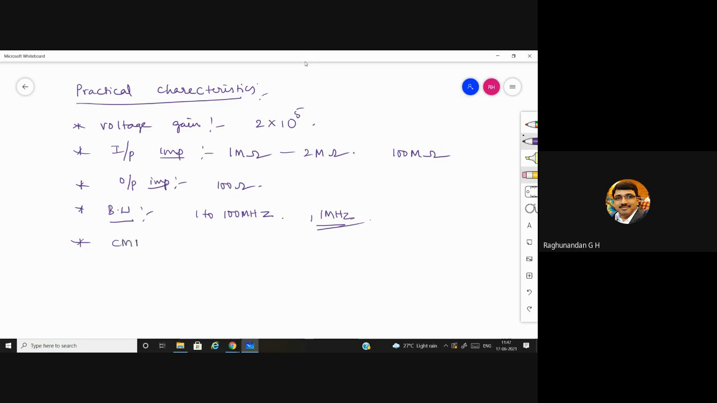Coming to the common mode rejection ratio, ideally it was infinite, but practically its value is 90 dB. Coming to the slew rate, it is the rate of change of output with respect to change in the input. Ideally it was infinite, meaning the output changes instantly with the input, but practically that is not possible. Practically, for a 0.5 volt change, it needs 1 microsecond. This is the practical value.